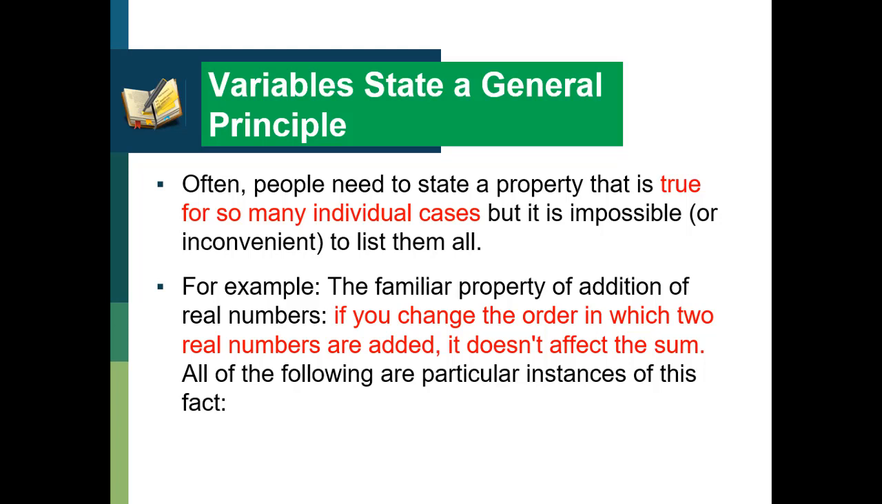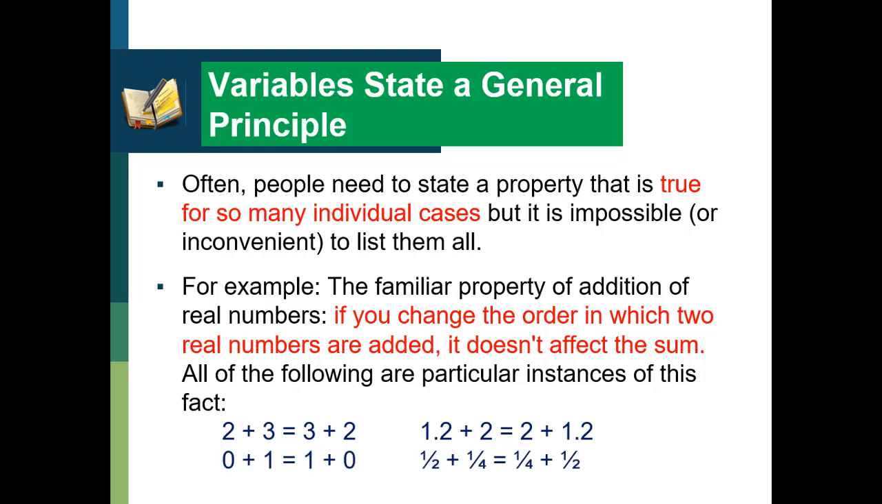All of the following are particular instances or examples of this fact. 2 plus 3 is always equal to 3 plus 2 because the order doesn't affect the sum. 1.2 plus 2 is equal to 2 plus 1.2. 0 plus 1 is always equal to 1 plus 0. And lastly, 1/2 plus 1/4 is equal to 1/4 plus 1/2. These are all examples of this particular property in addition of real numbers.